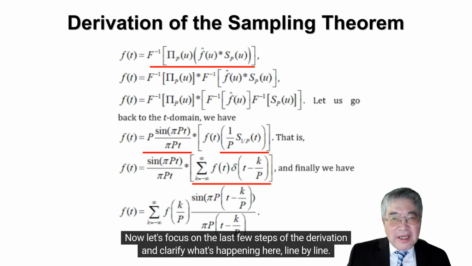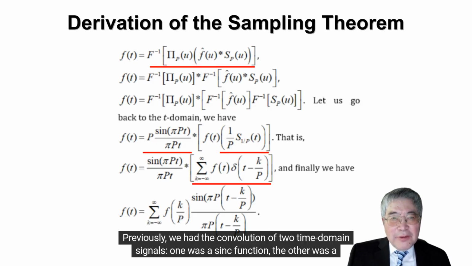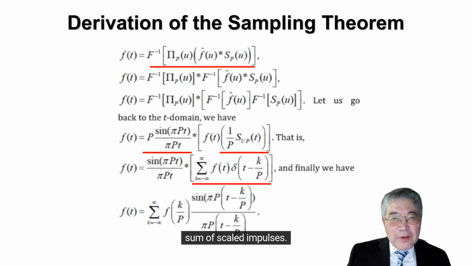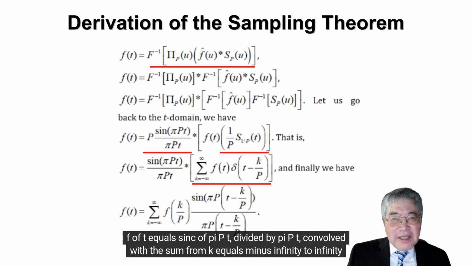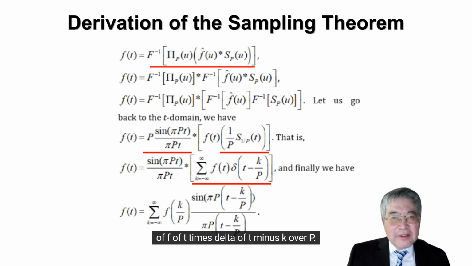Now let's focus on the last few steps of the derivation and clarify what's happening here line by line. Previously, we had the convolution of two time domain signals. One was a sinc function, the other was a sum of scaled impulses. That brought us to this expression. f of t equals sinc of pi p t divided by pi p t, convolved with the sum from k equals minus infinity to infinity of f of t times delta of t minus k over p.